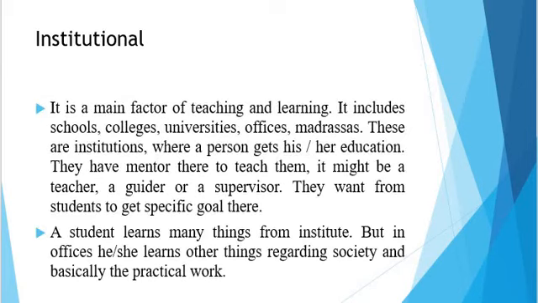The next one is the institutional context. It is a main factor of teaching and learning. How? It includes schools, colleges, universities, offices, and madrasas. These are institutions where a person gets his or her education. We can simply say that they have mentors there to teach them. It might be a teacher, a guide, or a supervisor. They want students to achieve a specific goal there. So a student learns many things from an institute, but in offices he or she learns other things regarding society and basically the practical work as well.